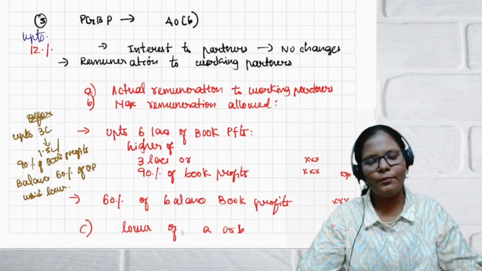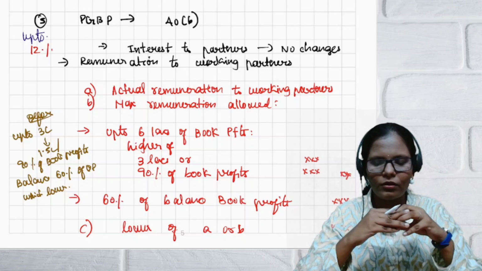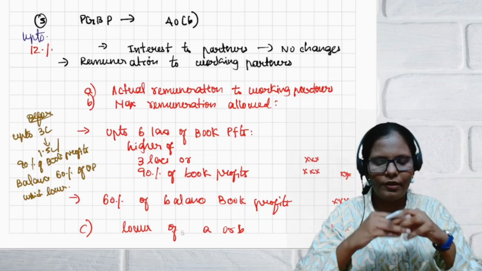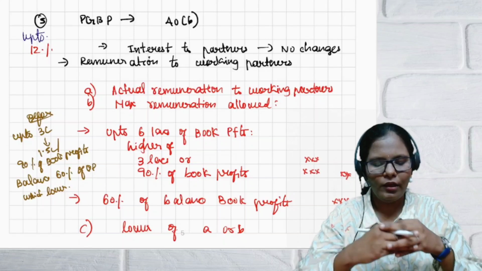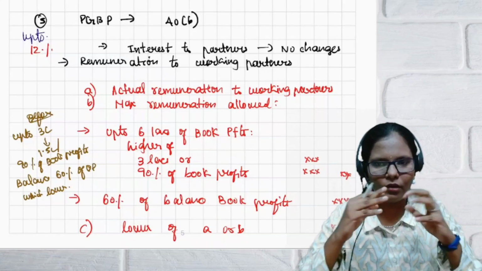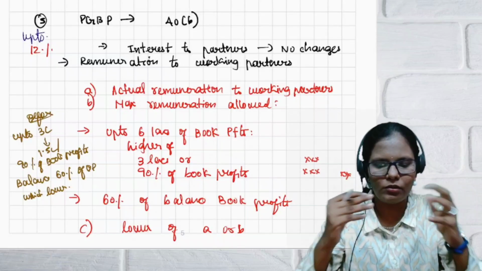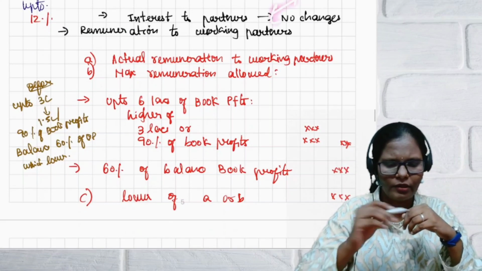Then we will move to the PGBP chapter. In the PGBP chapter, there is section 40B. In 40B, interest to partners. Generally, if authorized by the partnership deed, then up to 12% is allowed. More than 12% is disallowed. There is no change in this concept, interest to partners.